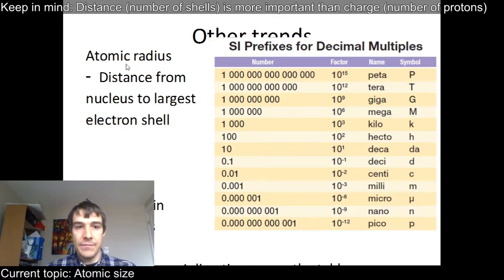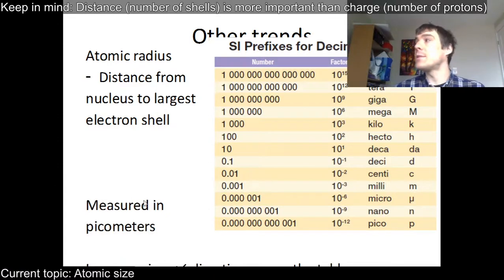But atomic radius is measured in picometers, which pico is very, very small. It's the distance from the nucleus to the furthest electron shell, to the outside electron shell. Picometers are tiny. It increases in a downwards direction. It increases opposite to electronegativity and opposite to ionization energy.